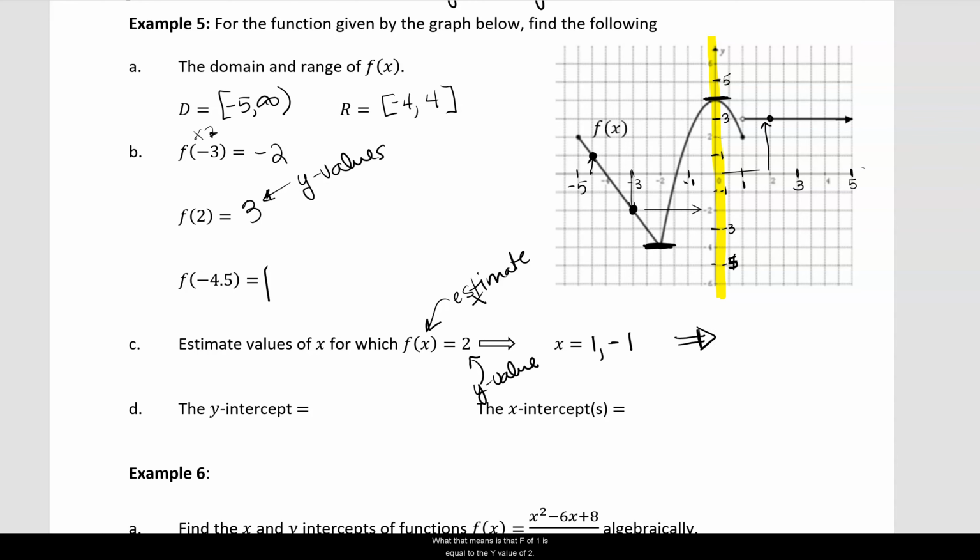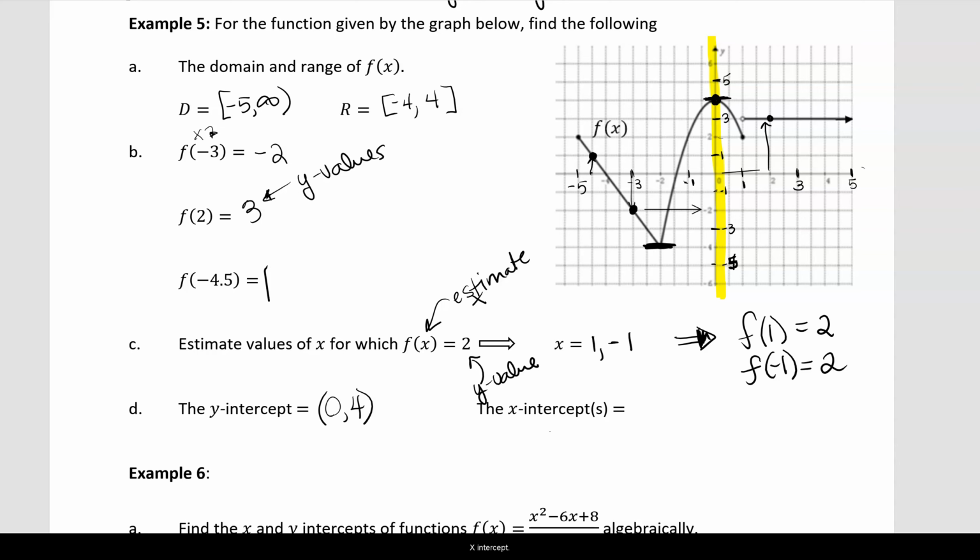What that means is that f of 1 is equal to the y value of 2, and f of -1 is equal to the y value of 2 as well. Now we are to find the y-intercept and the x-intercept. The y-intercept is where it hits the y-axis, which happens to be at its highest point in this particular graph. So the y-intercept is at x equals 0, y equals 4.